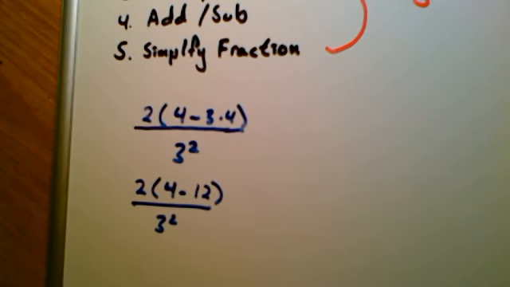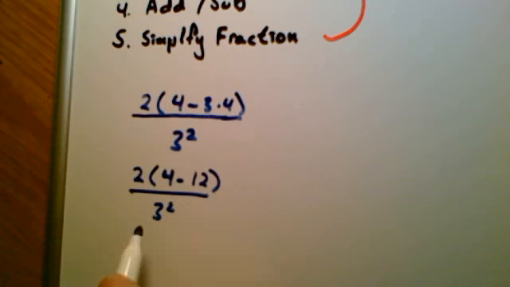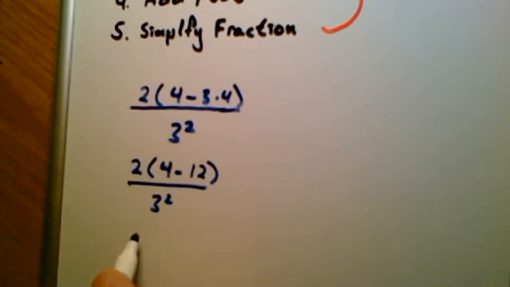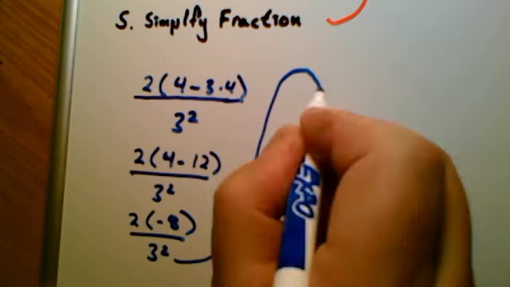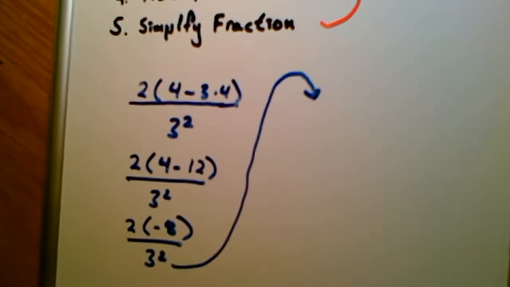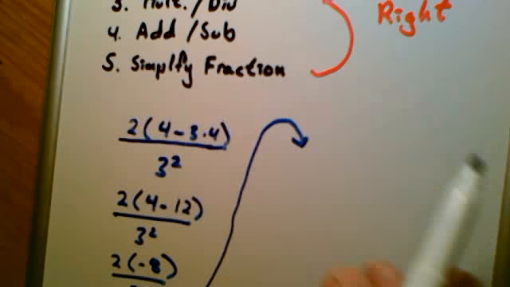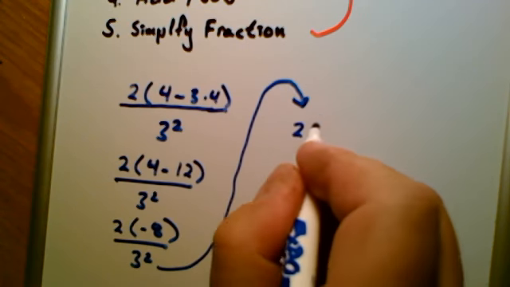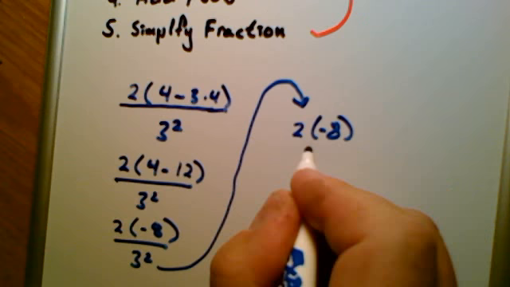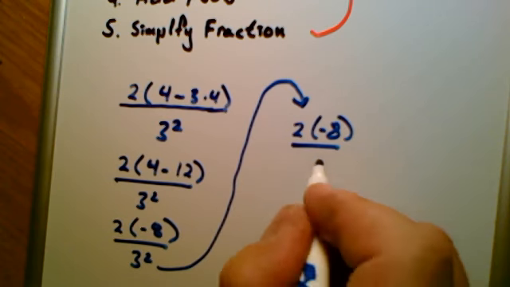Our next step is still working with the parentheses: 4 and the negative 12 gives us a negative 8. So we have 2 times negative 8 divided by 3 squared. Our next step is the exponents. So let's take a look at the exponents. 3 squared is 3 times 3. So we have 2 times negative 8 divided by 3 squared, which is 9.